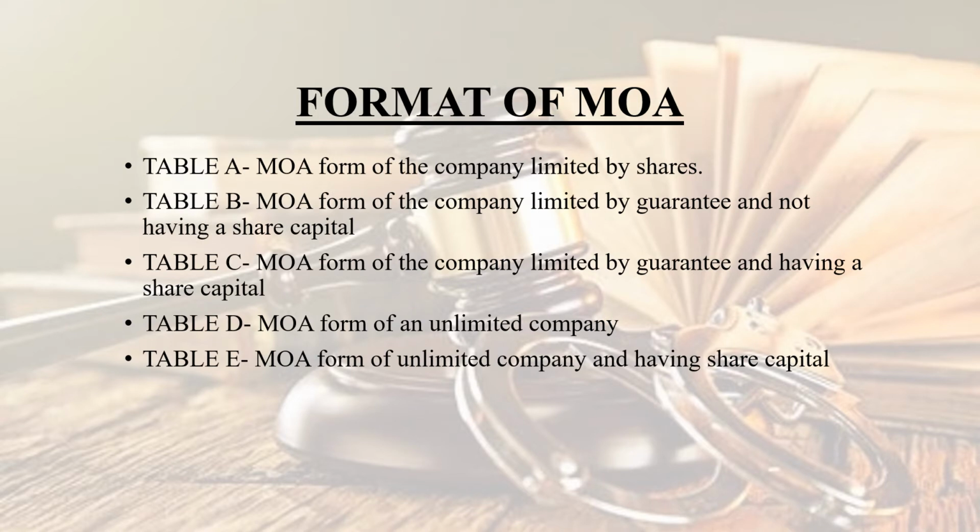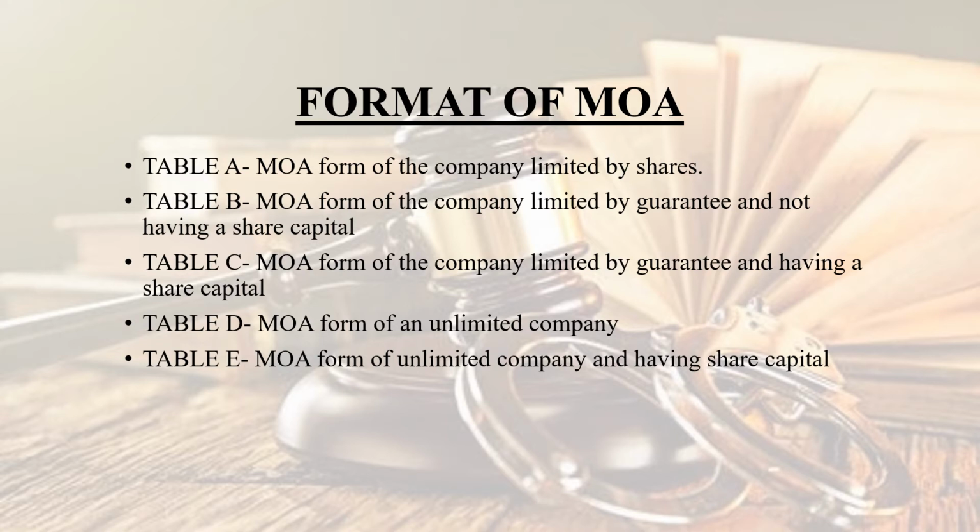Format of MOA. As per Section 4 of the Companies Act 2013, companies shall form the MOA as specified in Tables A to E in Schedule 1 of the Act. This means that as there are various tables for different kinds of companies, a company shall adopt only that table which is applicable to it. Let's know what each table means.